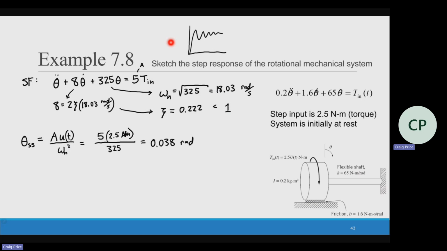Now it says that the system is initially at rest before this happens. So theta at time 0 should equal 0, basically saying that there are no initial conditions. So this thing is going to start at 0. It's going to oscillate because we know it's underdamped, and then the end point is 0.038 radians. So that's kind of where we're at. Now we need to fill in a little bit more of those details.